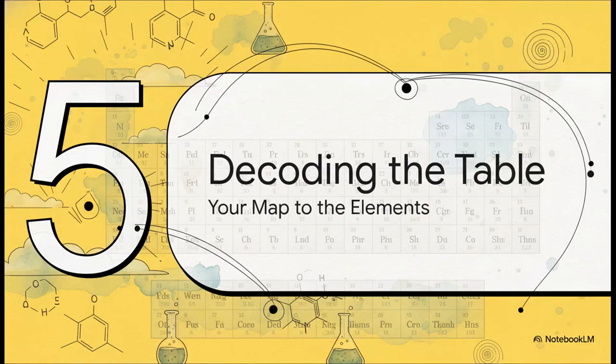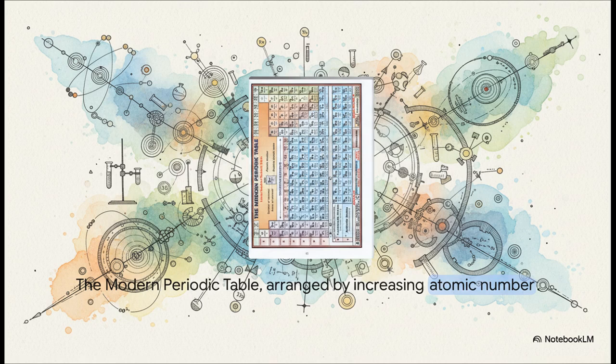So, with the code finally cracked, let's take a quick tour of the modern table that we all use today and see how it works as our map to the elements. And here it is, the finished product of over a century of deduction and discovery. A perfect, logical arrangement of all 118 known elements organized by their unique atomic number.